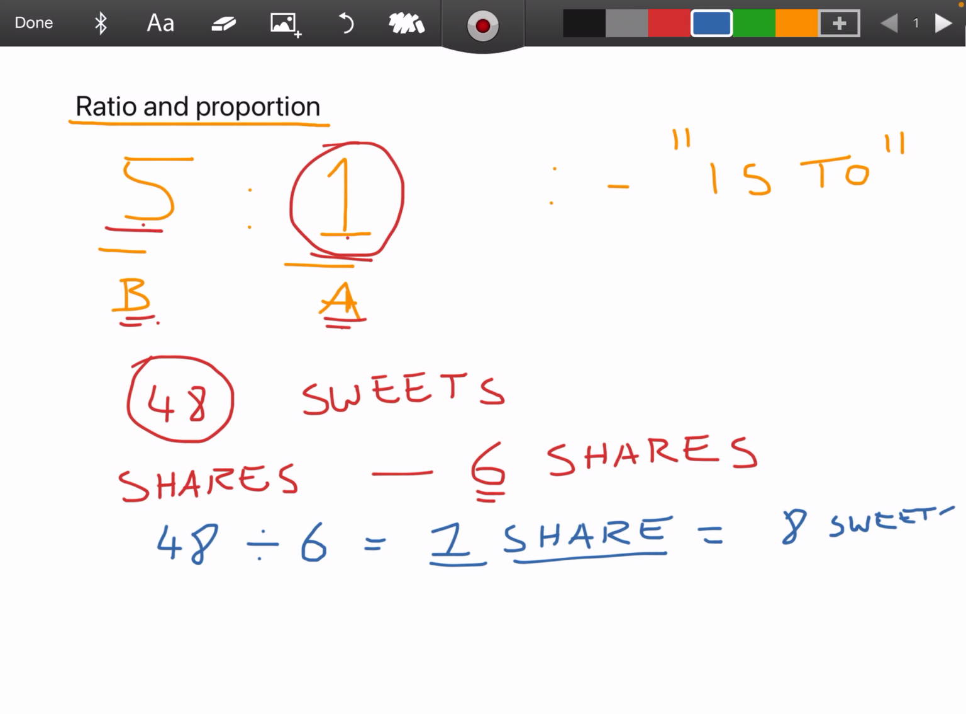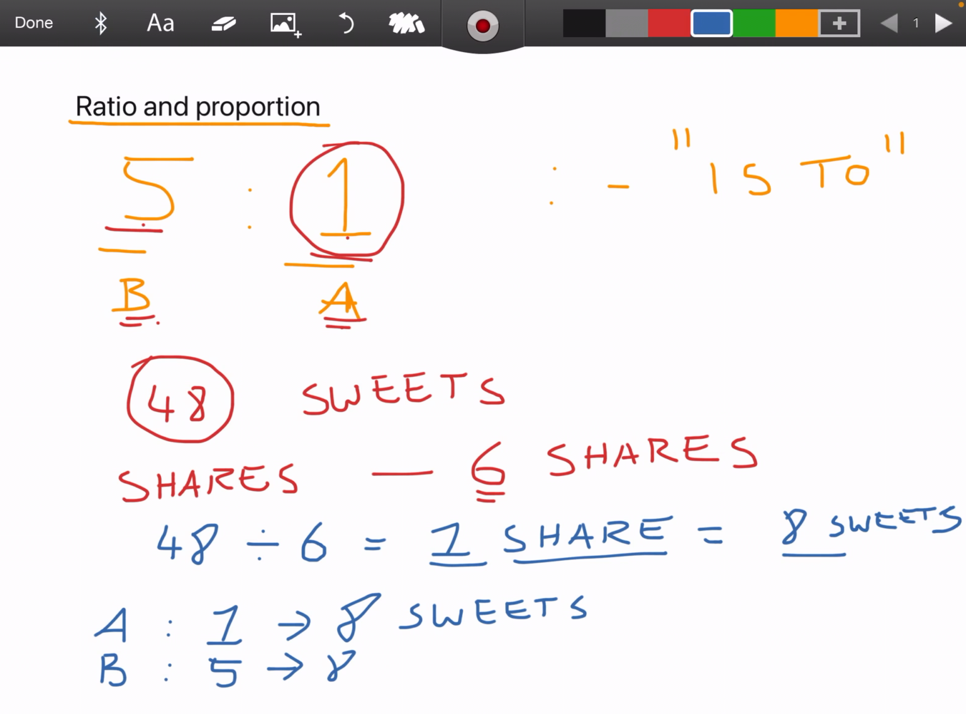So in the bag, I've got 48 sweets. Each share is worth 8 sweets. So person A is getting 1 share. That means they're getting 8 sweets. And person B is getting 5 shares, which means they're getting 8 sweets multiplied by 5, because it's 5 shares, which is 40 sweets.